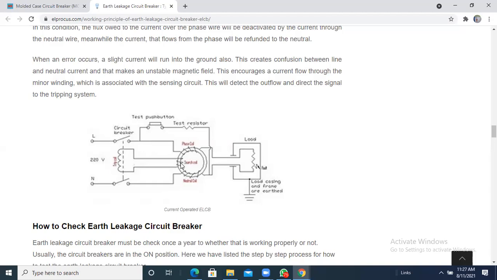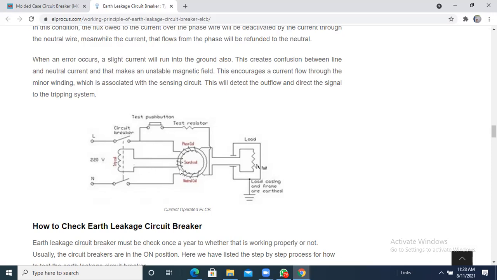Due to this leakage current in the search coil, it will magnetize this iron piece and it will trip the circuit breaker. In this way, the circuit breaker will be operated. If the phase coil current and neutral coil current are equal, then there is no fault. If there is some difference, the difference current will flow in the search coil. It will magnetize the circular iron piece, and this is the trip coil. It will open the circuit breaker.